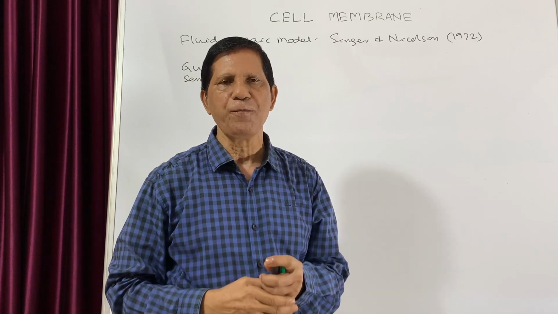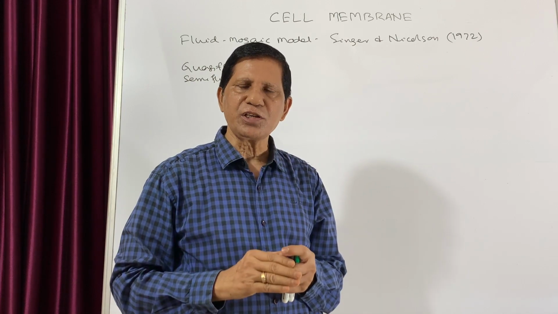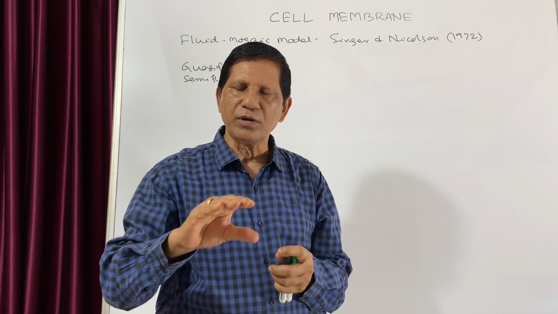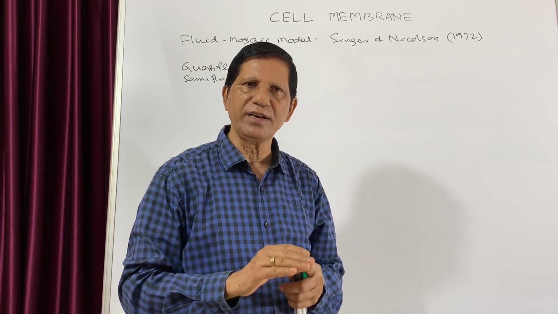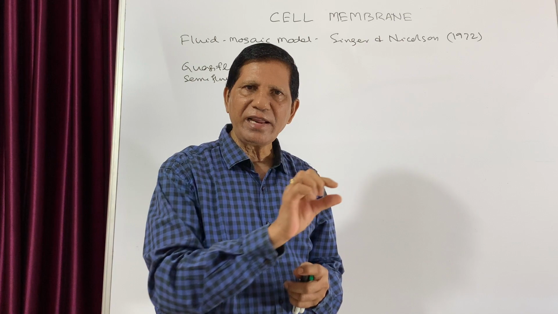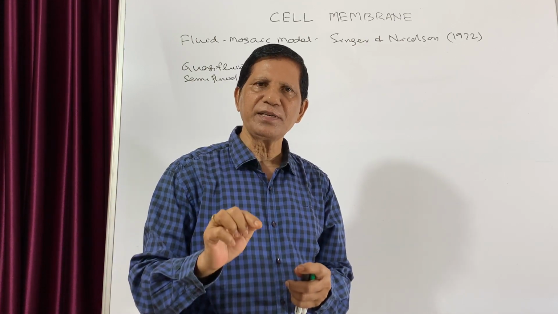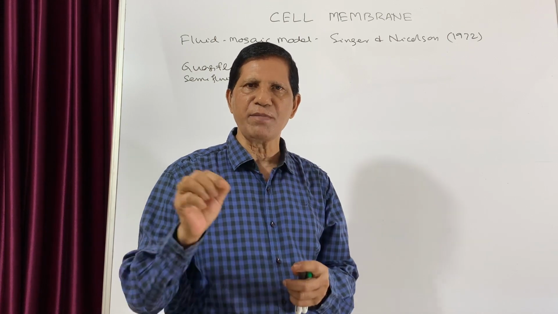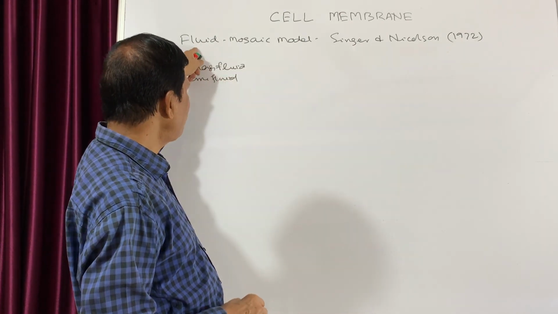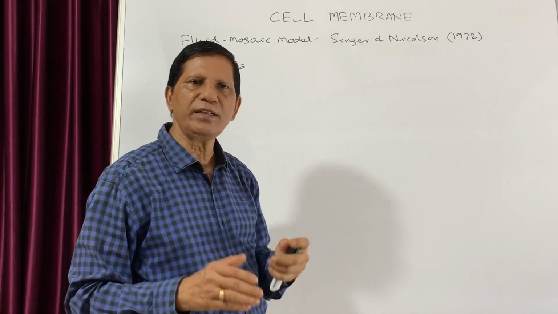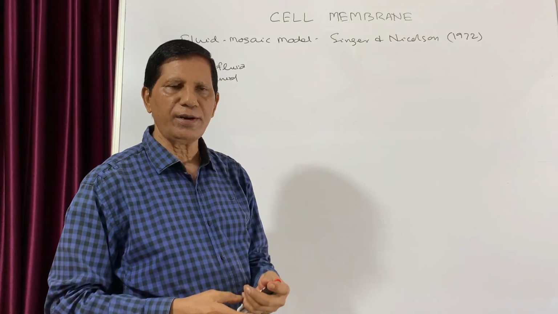This is one difference. The second difference is that the earlier models suggested that both the lipid bilayer as well as the proteins are continuous. But here again it is different. The bilayer of lipids is continuous, but not the proteins. The proteins are present here and there in a mosaic manner. That is why the word mosaic is there. That means it is a quasi-fluid and it is mosaic. That is why the name of the model is the fluid mosaic model.